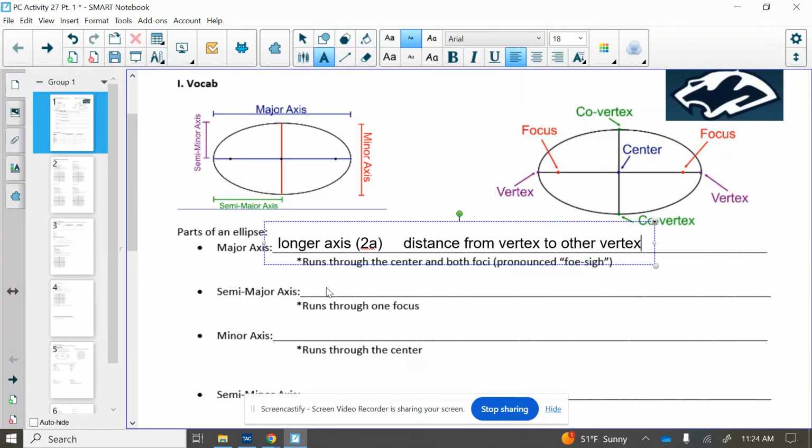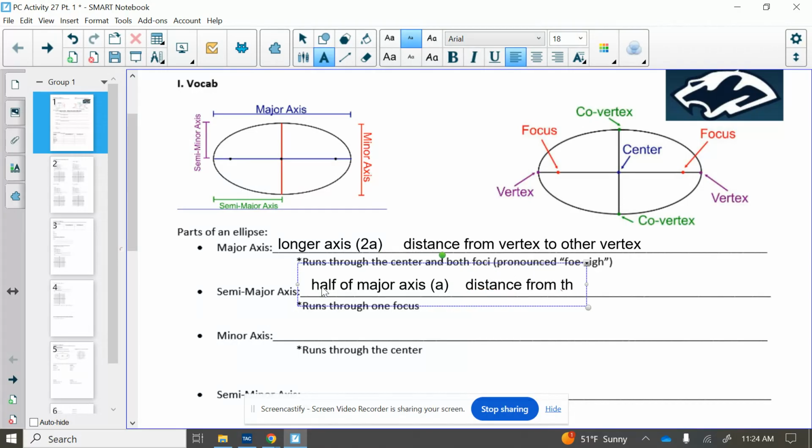The semi-major axis then is going to be basically half of our major axis. And this is just basically the length of parameter A, without doubling it. You could think about this as the distance from the center to a vertex. It would be the same distance to either vertex.